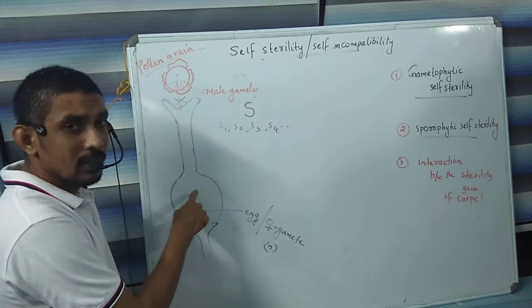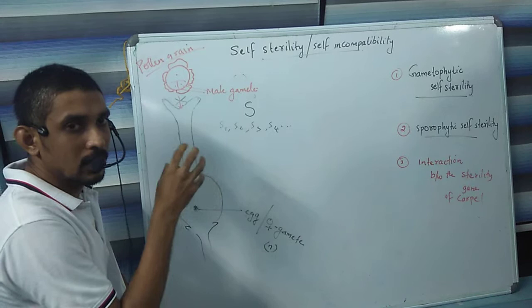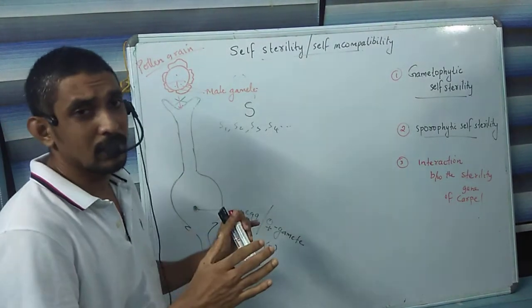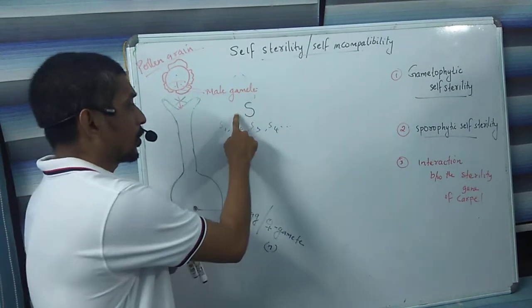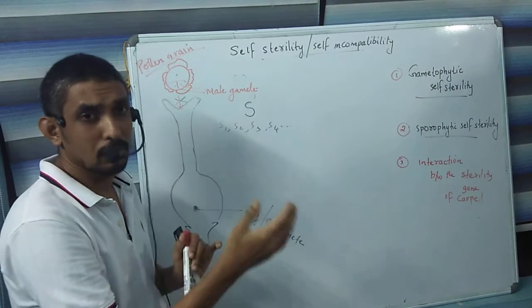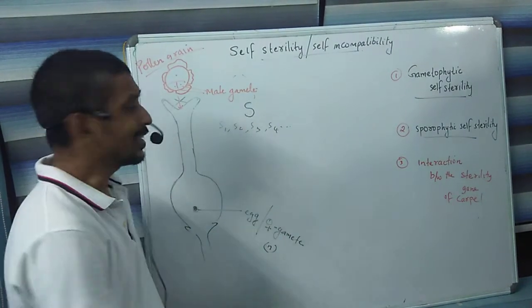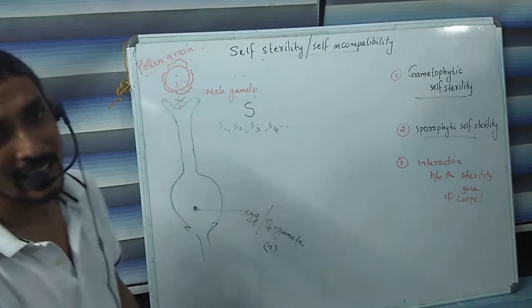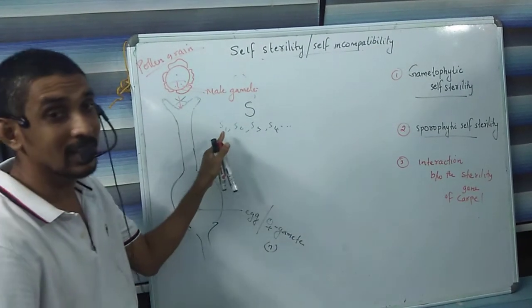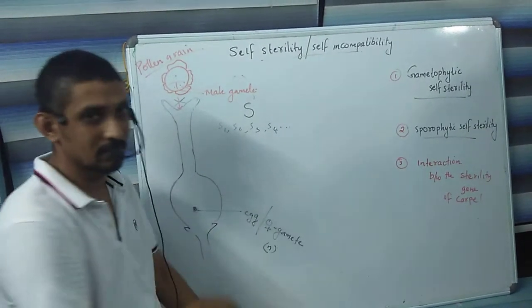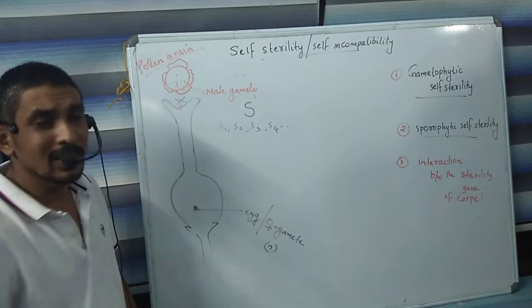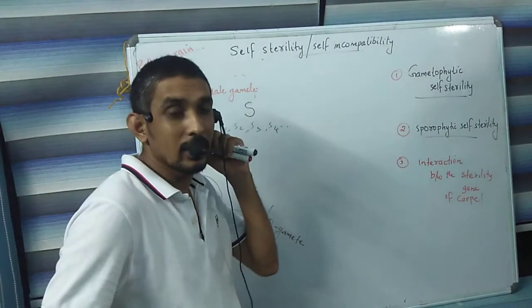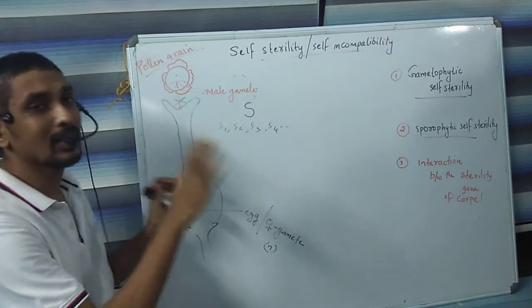This self-sterility is due to the presence of a specific sterility factor gene within the plant. This sterility factor gene is usually represented as capital S, and it exists in different or alternate forms in plants. There are S1, S2, S3, S4 alleles, etc. So it clearly indicates it is an example of multiple alleles. Here one sterility gene is controlled by more than two alleles. Self-sterility was first noticed in the tobacco plant, Nicotiana tabacum, which belongs to the family Solanaceae.